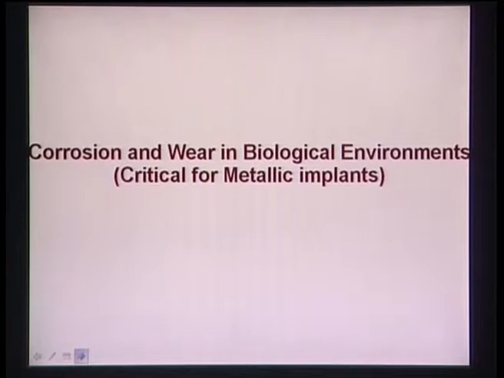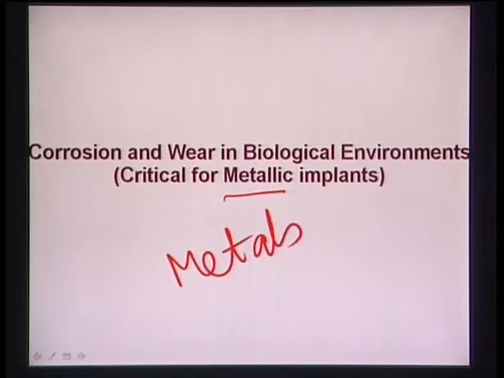Now, corrosion and wear are properties which are important mostly for metallic materials, because metals are largely prone to corrosion in the in vitro environment or in the simulated body fluid environment. Wear is the progressive material damage at two surfaces in relative motion, that is the definition of wear. I will come to this later.